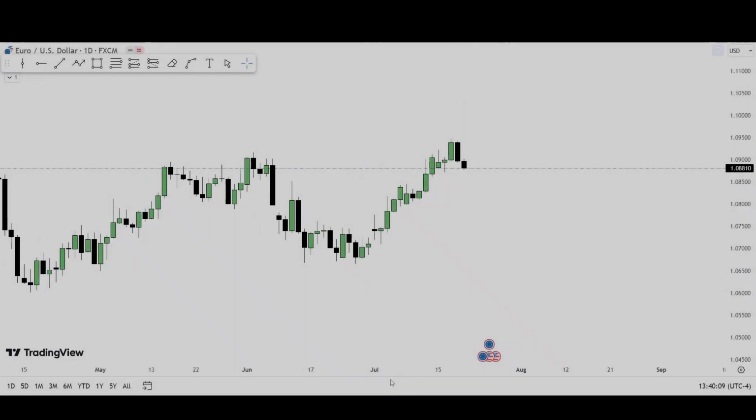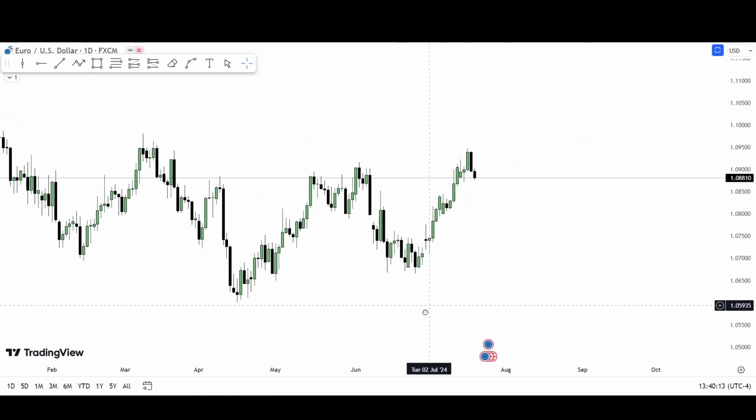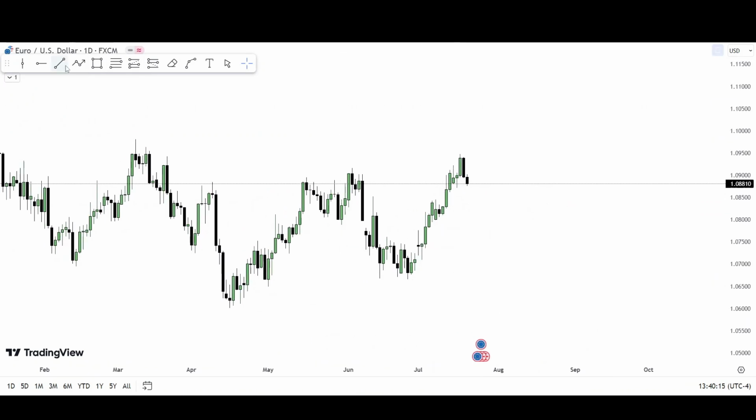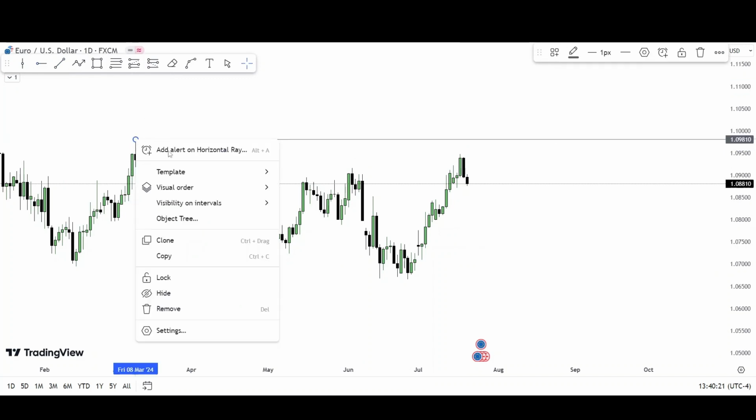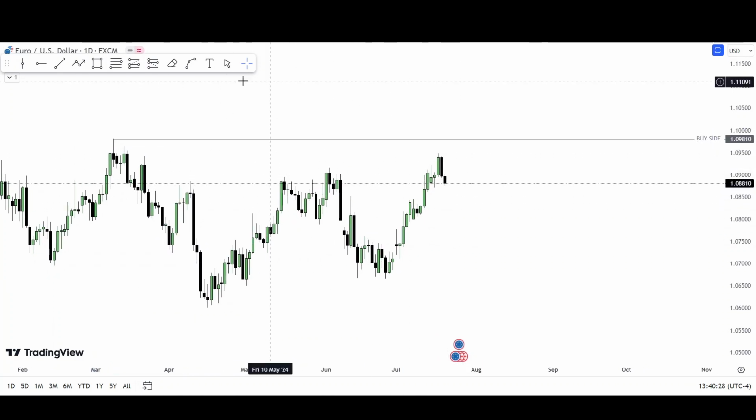And here's where price starts to cook. Starting to look better now on the daily. So initially what we're drawn towards is this buy side level up here. This buy side level for me is the draw on liquidity for EURUSD going forward.